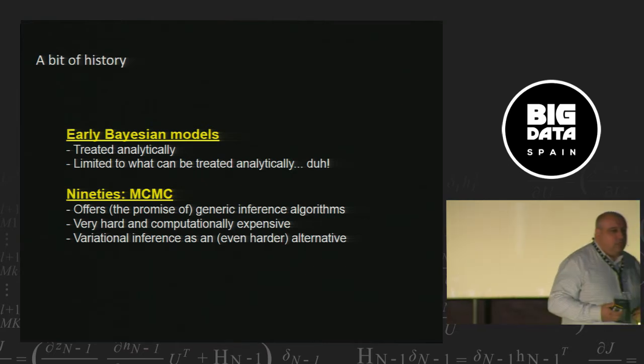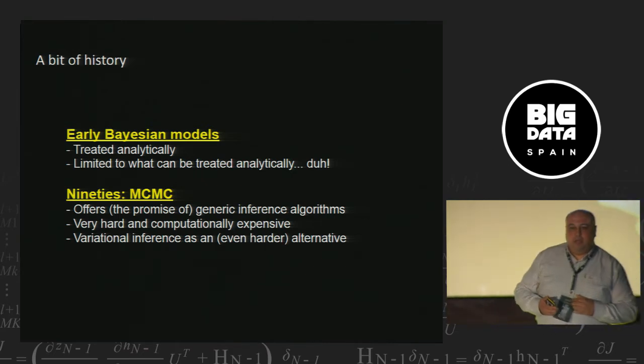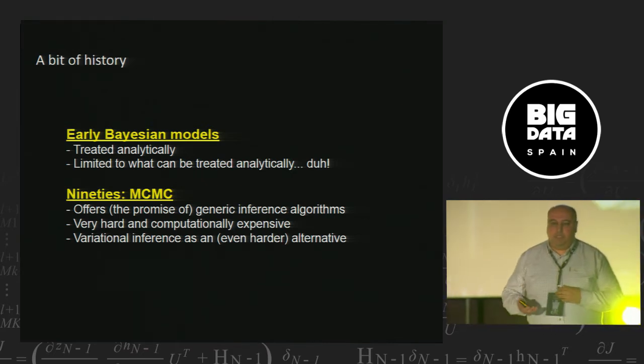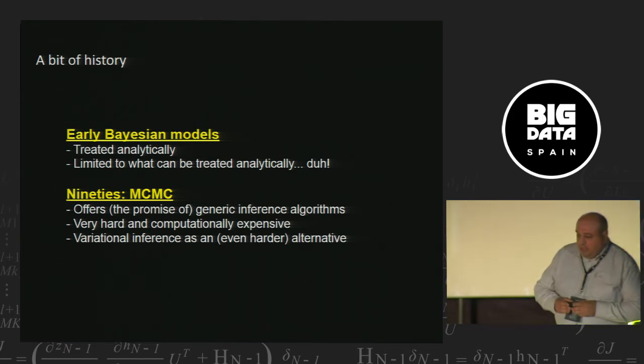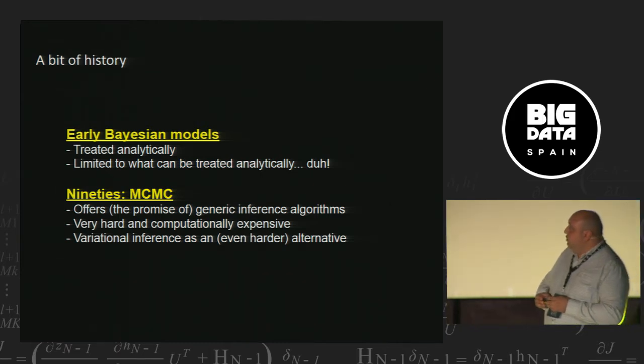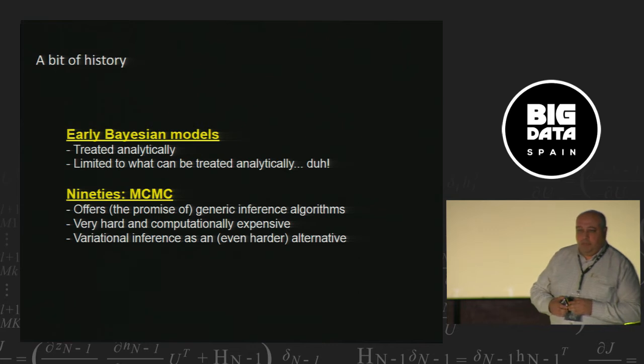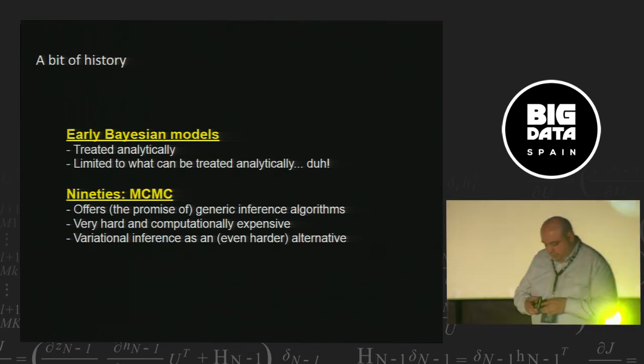As I said, this talk is about whether we are there. Can we use Bayesian inference? Can we use this kind of tools with big data? And I think a little bit of history might clarify what we're talking about.